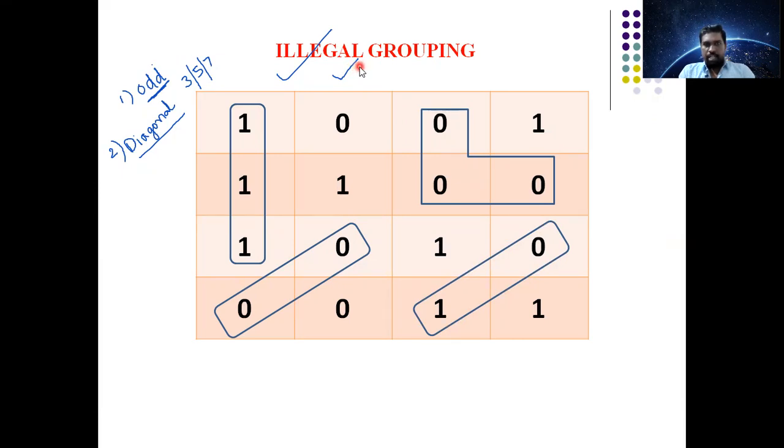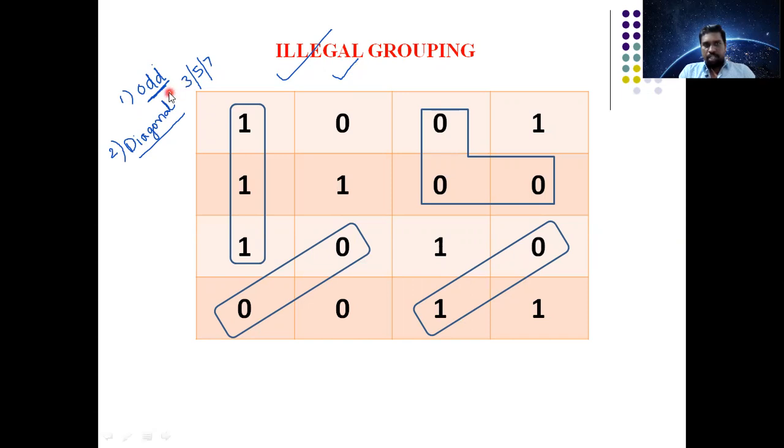And you remember that illegal grouping should not be done in K-map. Very, very important point. The illegal grouping should not be done in the K-map. If at all it is found in K-map, it should be avoided. It should be avoided by the users.